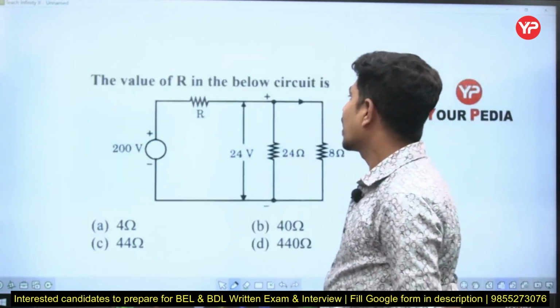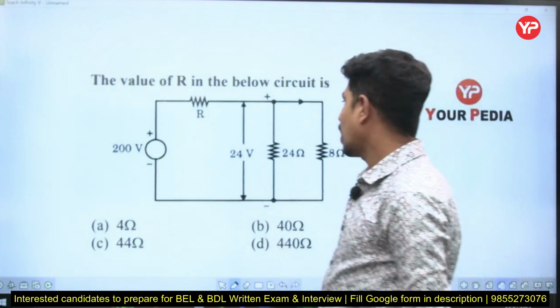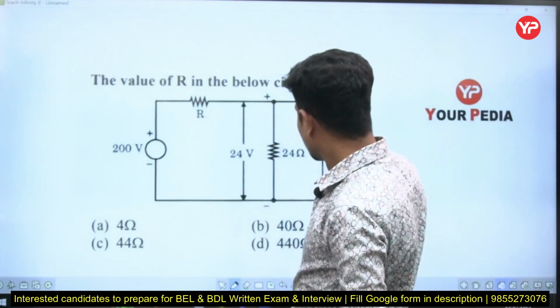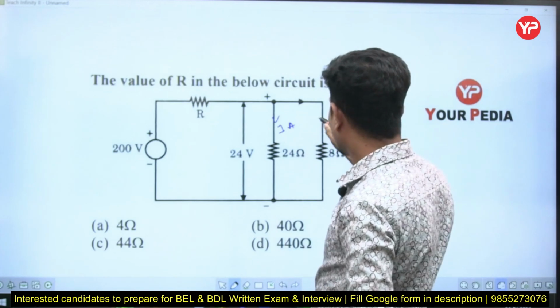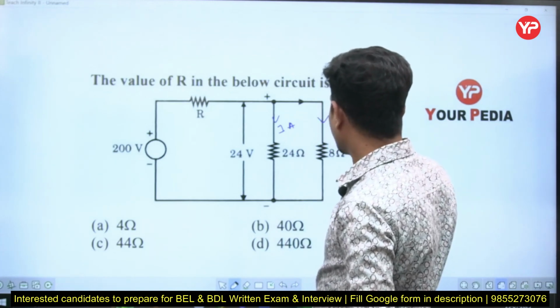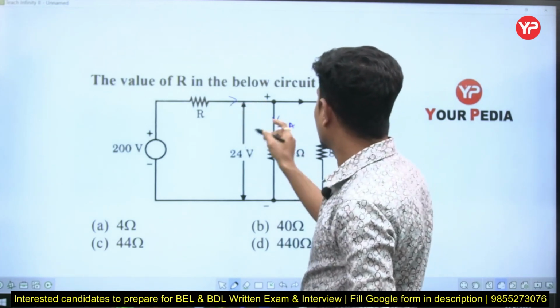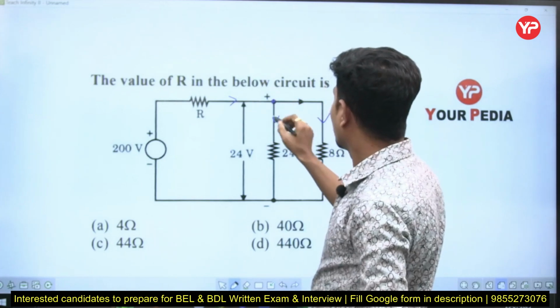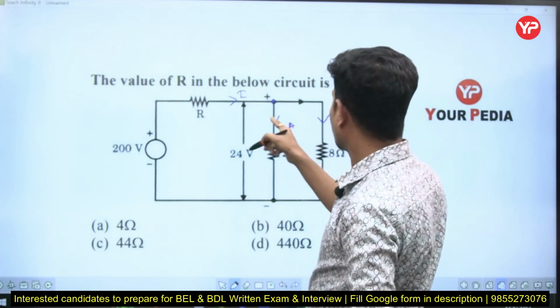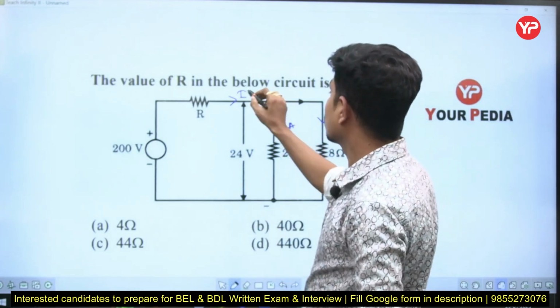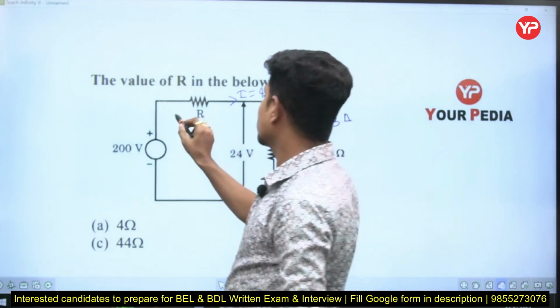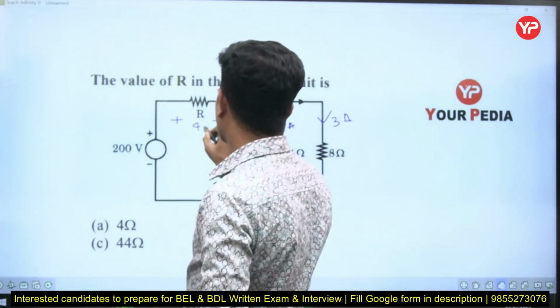The value of R in the below circuit is, he is asking about R. The voltage is given here, and this voltage, both are the same. Then how much is the current here? This is 1 ampere. How much is this current? 3 amperes. Then how much is this current? Apply KCL here. The sum of incoming currents must be equal to the sum of outgoing currents. What are the outgoing currents? 1 plus 3, that is equal to 4. So this voltage is going to be 4R.